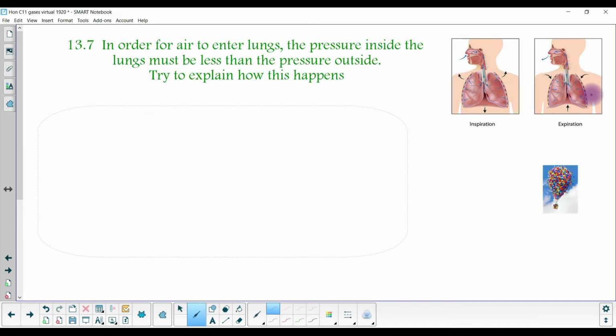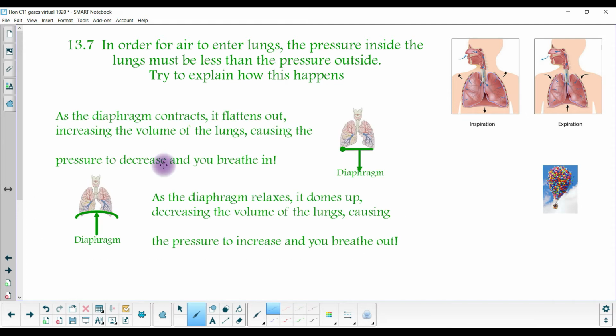Boyle's law helps explain why our lungs work. In order for the air to enter, the pressure inside must be less so that it will flow in. As you breathe in, you are increasing the volume of the lungs. The pressure decreases and it pulls the air in. As the diaphragm relaxes, it goes up, decreasing the volume, causing the pressure to increase, and the air goes out.